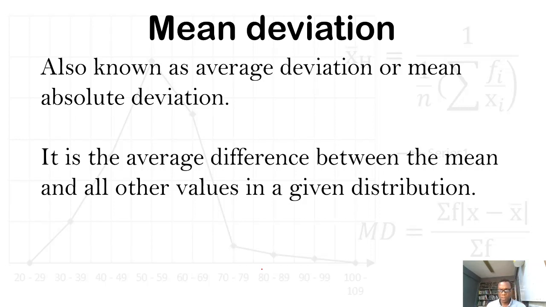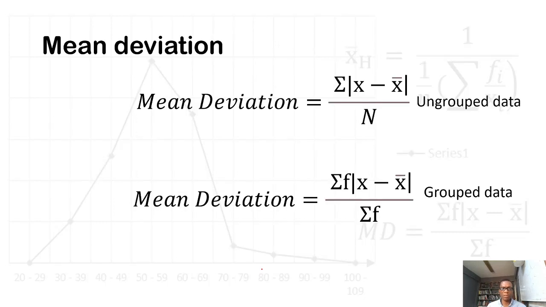Another measure of dispersion is the mean deviation, which is also known as the average deviation or the mean absolute deviation. And we will come to understand why we refer to this as the average absolute deviation. But it's important that we point out that the mean deviation is the average difference between the mean and all other values in a given distribution. That is, this measure shows on the average how the different values differ from the mean.